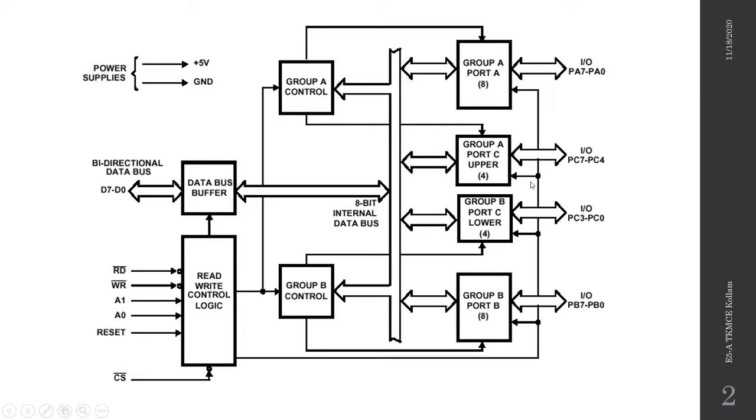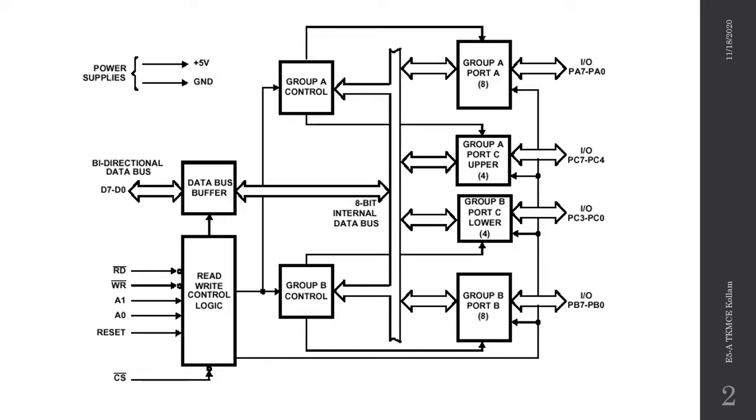Coming back to ports, it is to be noted that there is a provision of using port C as two 4-bit ports, namely port C upper and port C lower. Port C upper is the MSB 4 bits, that is PC7 to PC4, and port C lower carries the LSB 4 bits, that is PC3 to PC0. Considering this fact, in the 8255, totally 4 ports are available. That is, two 8-bit ports and two 4-bit ports.